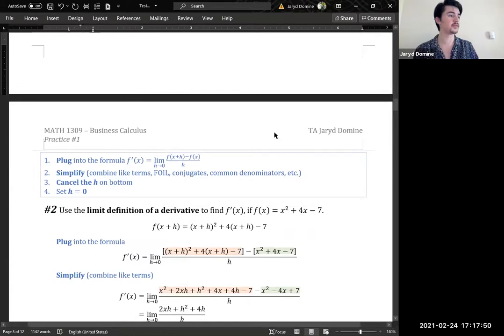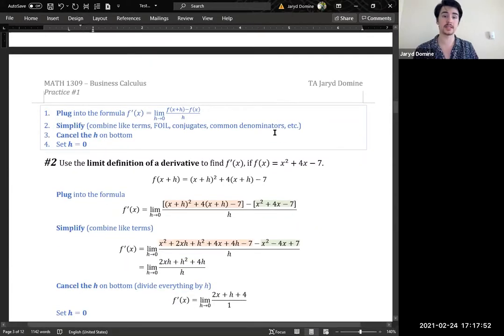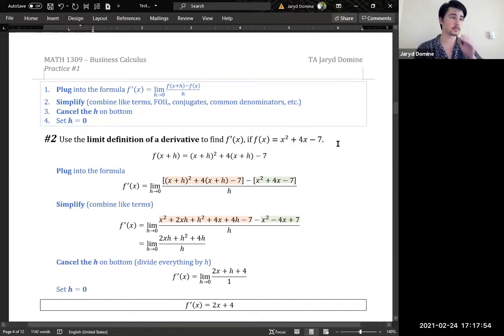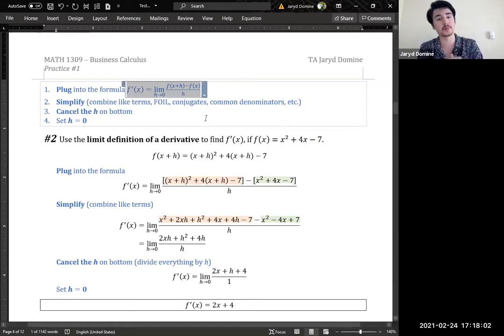Okay, we're moving on to the limit definition of the derivative. There are 4 steps here. What we're trying to do is find the derivative of a function in a very specific way. We're using this formula to find the derivative. It's the limit as h goes to 0 of f of x plus h minus f of x, all over h. That's just the formula.